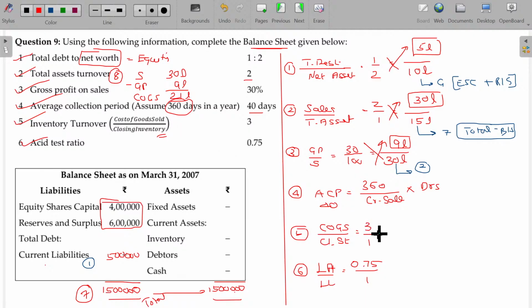Here is cost of goods sold being 21 lakhs. We got it from working note number 8. And do the cross multiplication to arrive at the closing stock. 7 lakhs. Inventory 7 lakhs. We got this value in working note number 5.